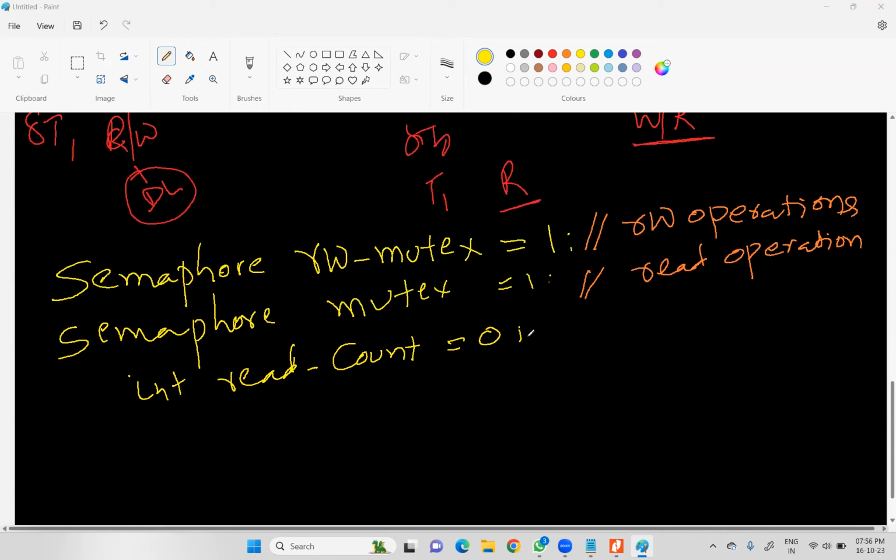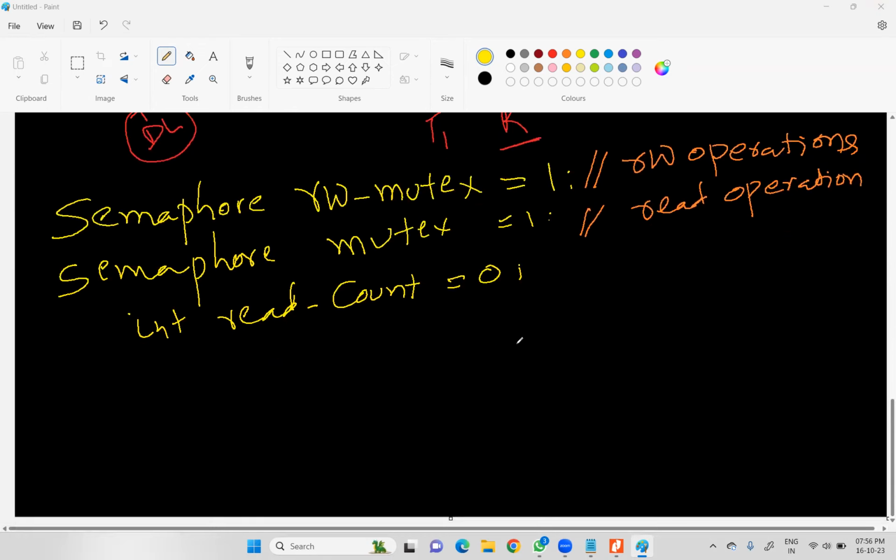Okay. Now you can see the scenario. You please understand the scenario. First, suppose process P1 is trying to take RW underscore mutex. Implementation, after a while, in a couple of minutes we'll see. Mutex was taken. Okay, this was taken.